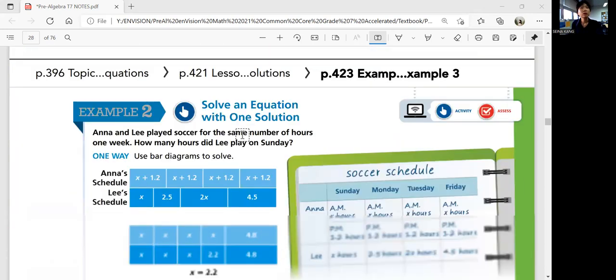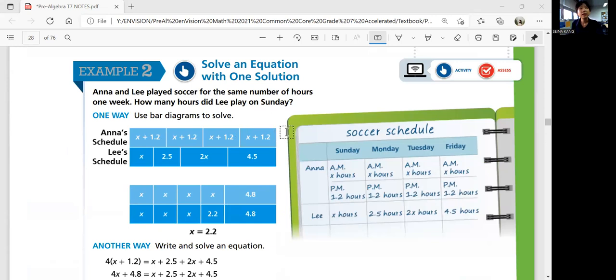So example two, solve an equation with one solution. Anna and Lee played soccer for the same number of hours in 1 week. How many hours did Lee play on Sunday? Okay, Anna played x hours a.m., 1.2 hours p.m. x hours on every day in the a.m. So she plays the same number of hours in the morning and the same number of hours in the afternoon. Wait, not the same for Lee. He has different hours every day, okay?